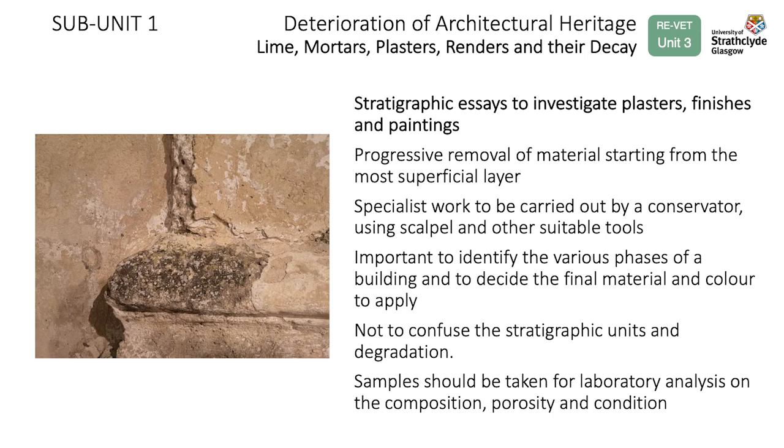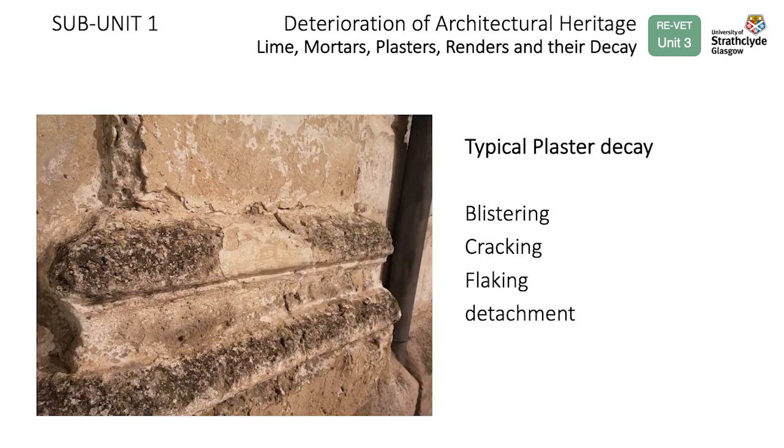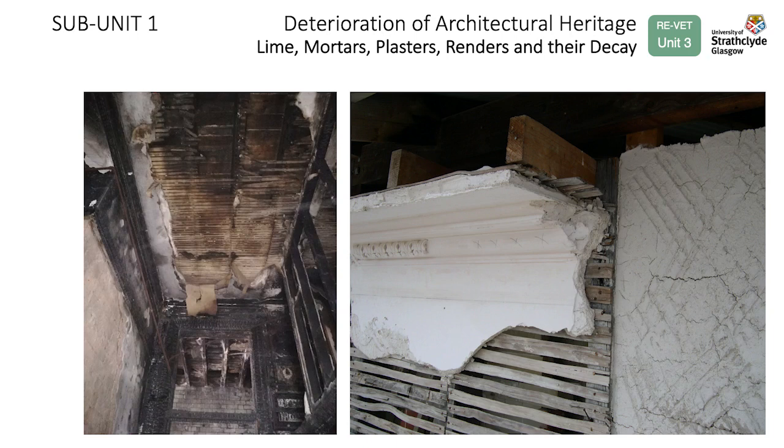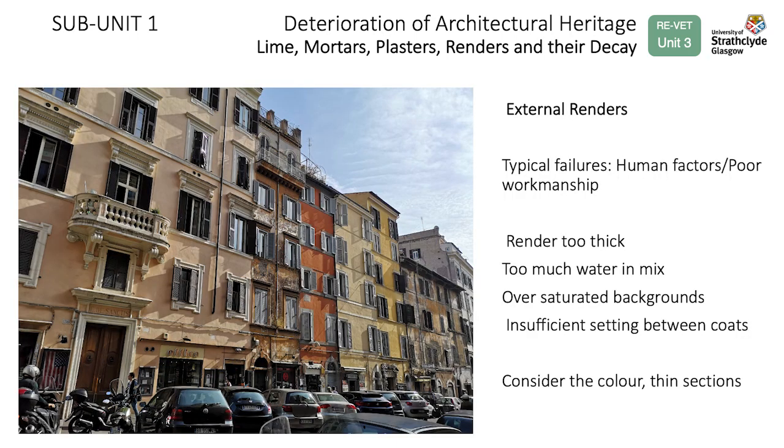Samples should be taken for laboratory analysis on the composition, porosity, and condition. Typical pathologies indicating plaster decay are blistering, cracking, flaking, and detachment. Typical failures in external render are due to human factors and poor workmanship, for example, a render too thick or too much water in the mix, oversaturated backgrounds, and insufficient setting between coats. The color can be investigated by taking thin sections.